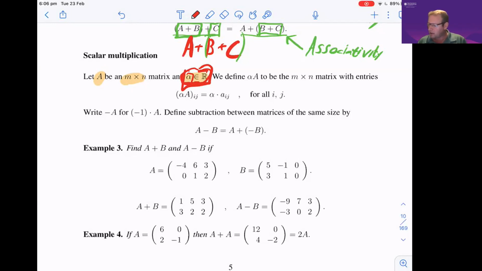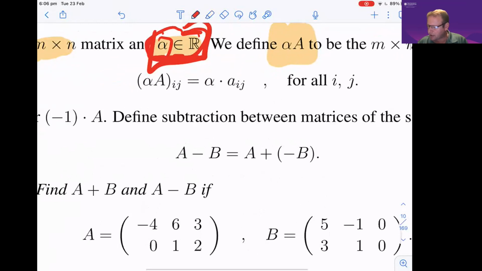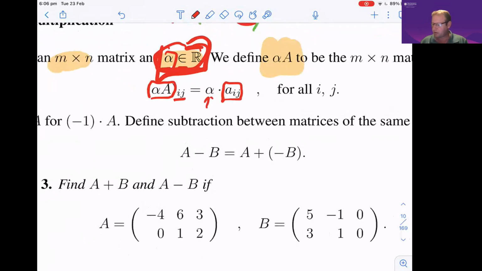So let A be a matrix, and here's a scalar. Now we have some new matrix, and we'll call it alpha A. What we mean here is that we took every entry of A and we scaled it by alpha, so we multiplied it by alpha. The way you read this is that the ijth entry of this new matrix is just the original ijth entry multiplied by alpha. Not too much to this.